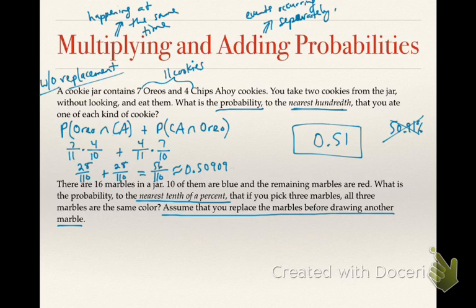So this is dealing with replacement. And this specifically said we're going to replace them. Okay, so once you pick a blue marble, you're putting it back in. Or if you pick a red marble, you're putting it back in. So, it says what is the probability that all three marbles are the same color? So what that is asking us to do is find the probability of choosing 3 blue, and we're going to add to the probability of choosing 3 red.